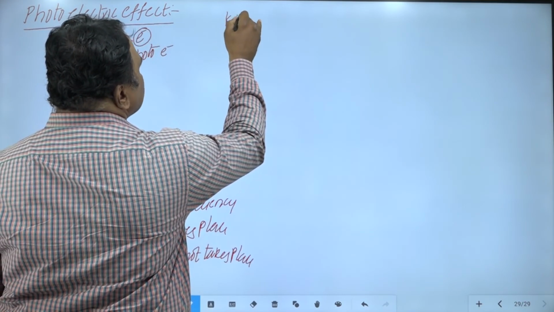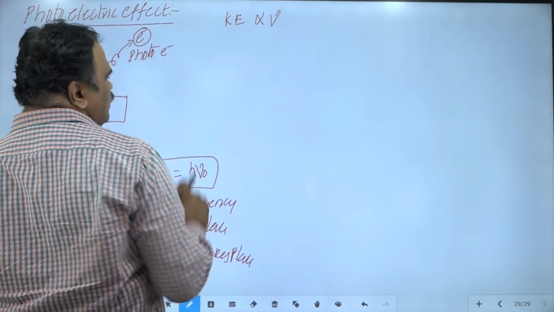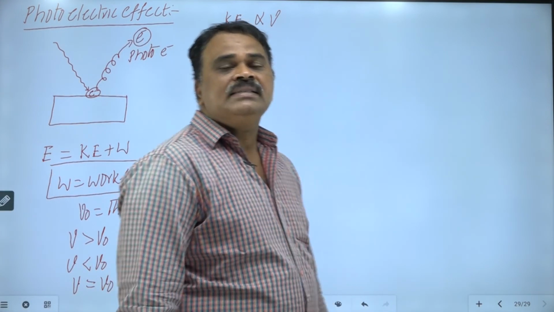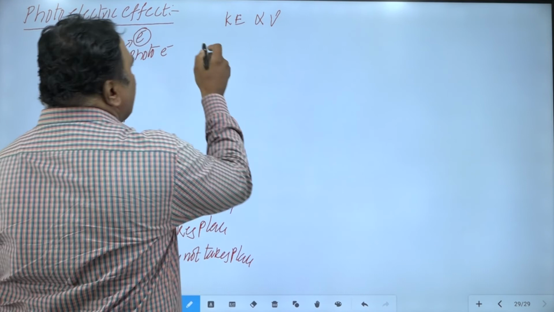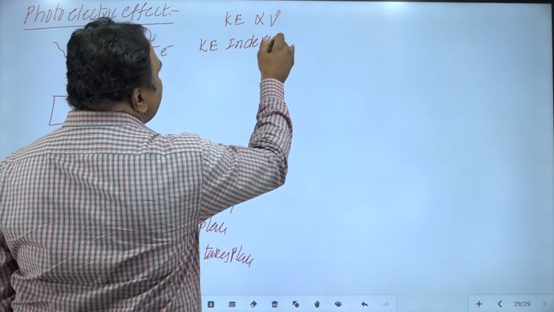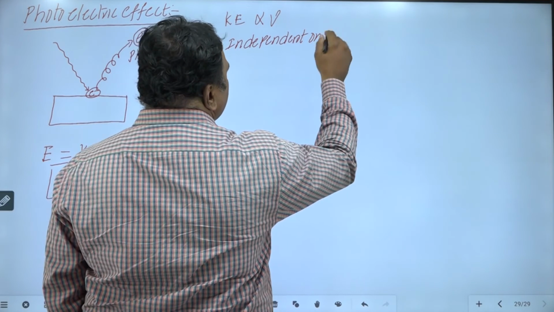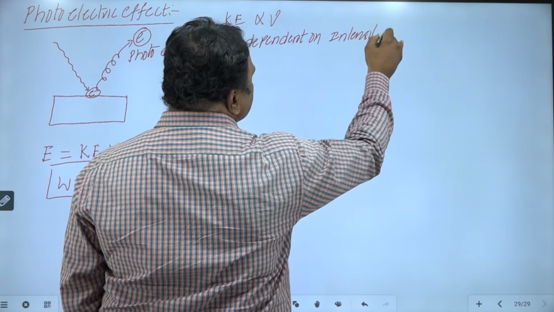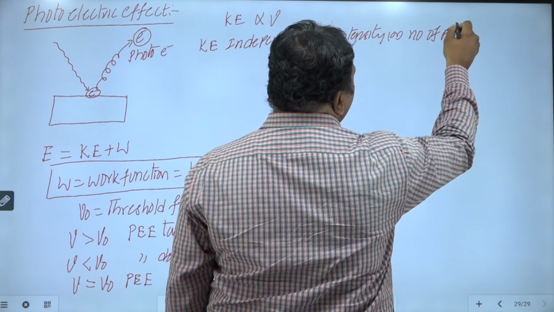Kinetic energy of photoelectron depends on the frequency of radiation, but is independent of the intensity of radiation or number of photoelectrons emitted.